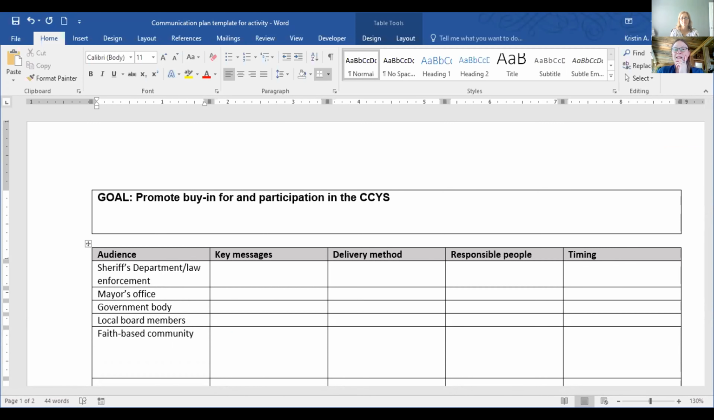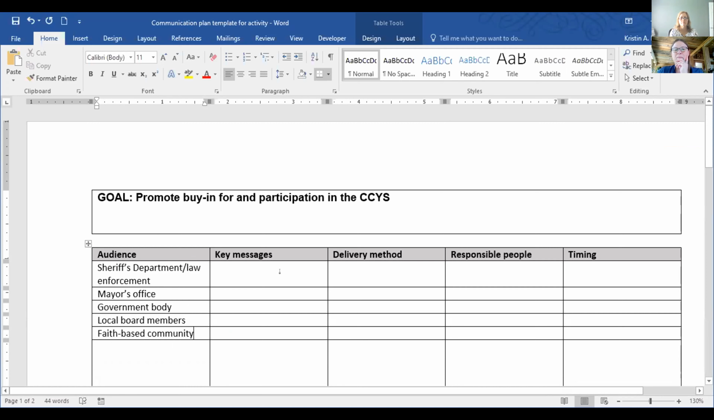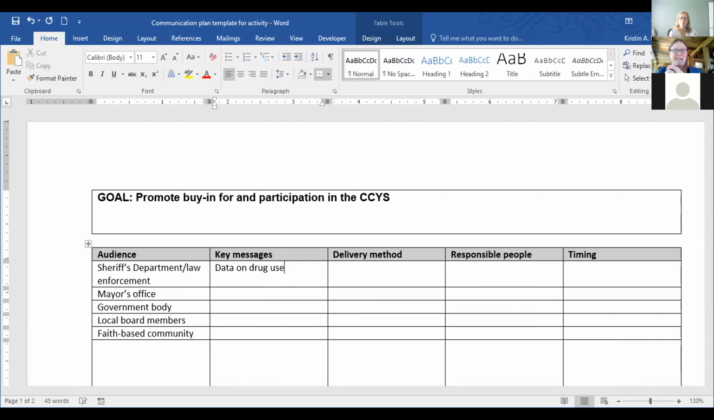How about we move over to key messages? What would be a key message for the sheriff's department or law enforcement? One takeaway that you would want them to know. Drug use. And the importance of participating in the survey so that you have data on drug use, so that you have data and you have the funding opportunities to provide resources to the community. Mm-hmm.